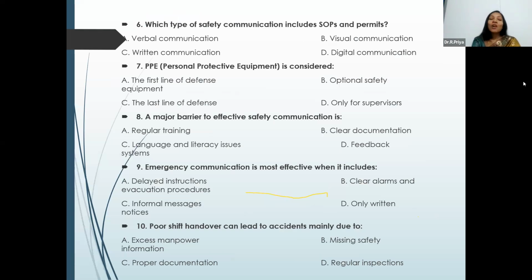Is it verbal, visual, written, or digital? Written communication, yes, because the SOP is a printed version. Definitely, it is written communication.